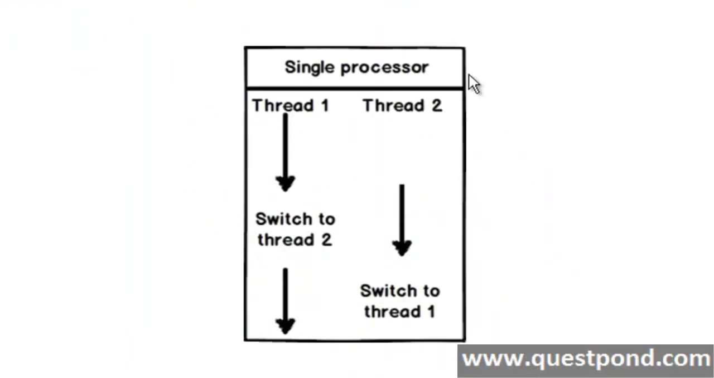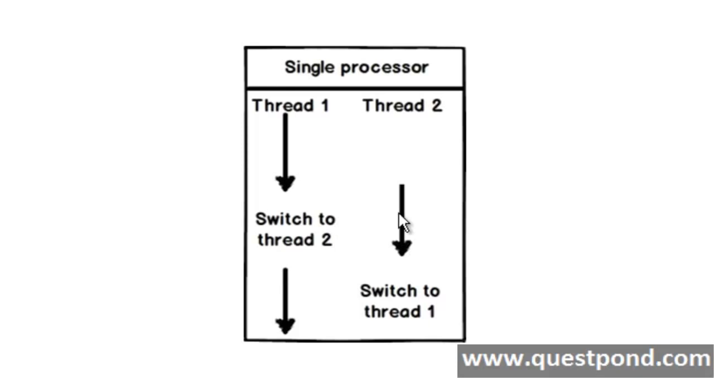So for instance, let's say that you have a single processor here, and on this single processor, let's say you have thread 1 and thread 2 running. Because we have only one processor and multiple threads running inside it, the processor distributes time between those threads. So for example, let's say it will first start with thread 1. At that time, it will not start thread 2. It will give its time to thread 1. It will execute some logic of thread 1. After that, it will switch to thread 2, and then it will start executing thread 2.